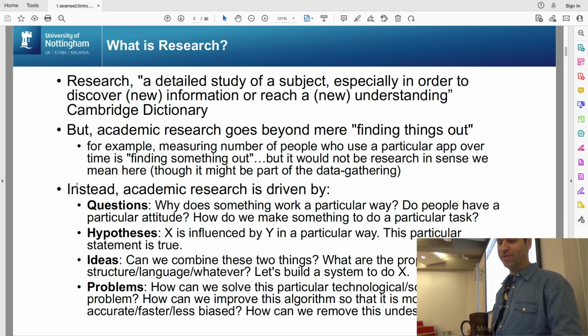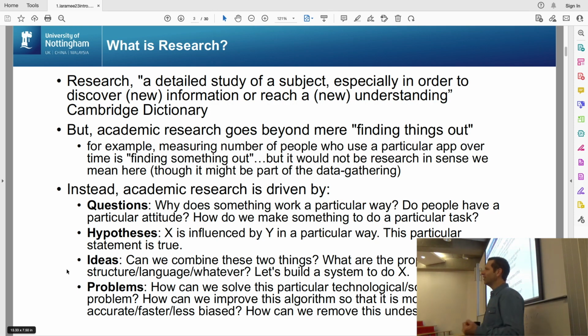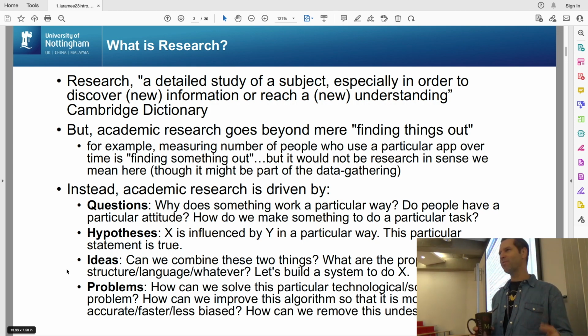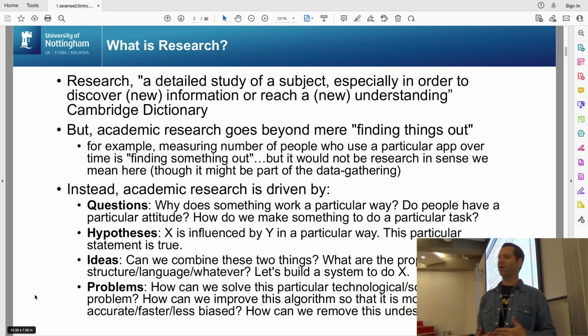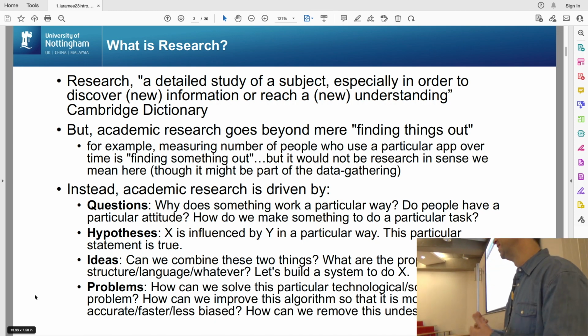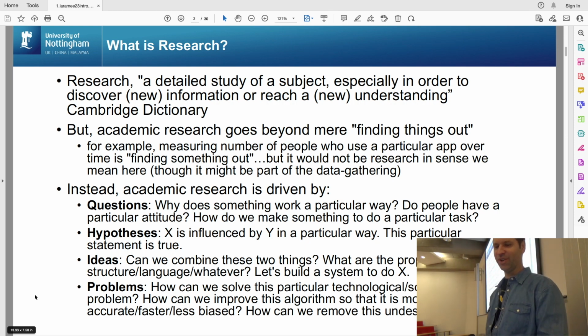We might just have some idea. Like, I have an idea for a new vacuum cleaner that I think is going to be really popular, or something like that. Or just solving a problem. Like, I want to get students to attend a 9 a.m. lecture. How can I solve that problem? Right? That's some ideas about research.